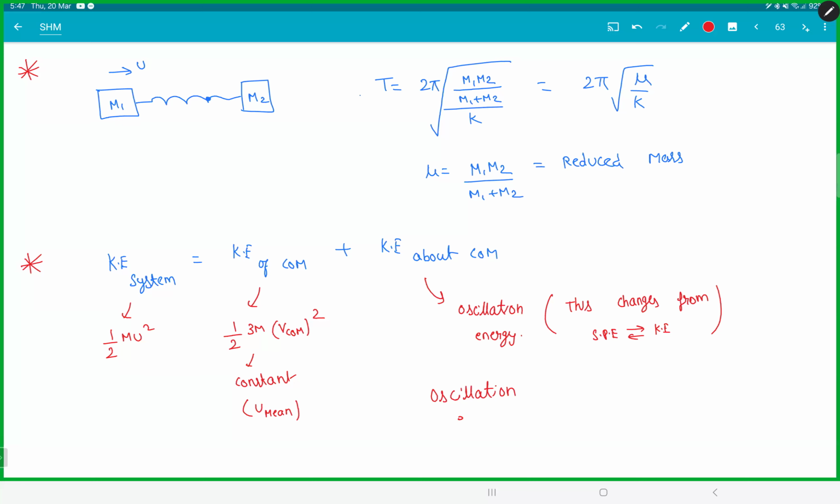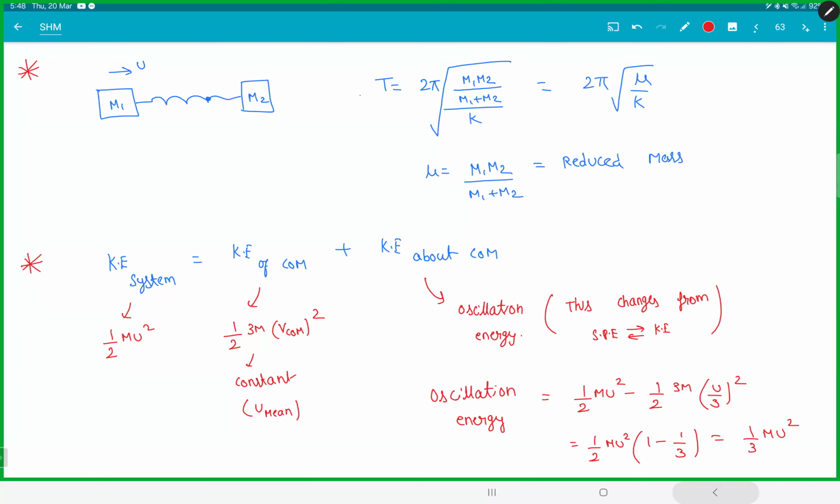So from here we get oscillation energy will be the total energy, half mu square, minus half 3m VCOM, which is u by 3 whole square. That would be half mu square minus 1 by 3, that is 2 by 3, 1 by 3 mu square. Are you getting the meaning of oscillation energy?